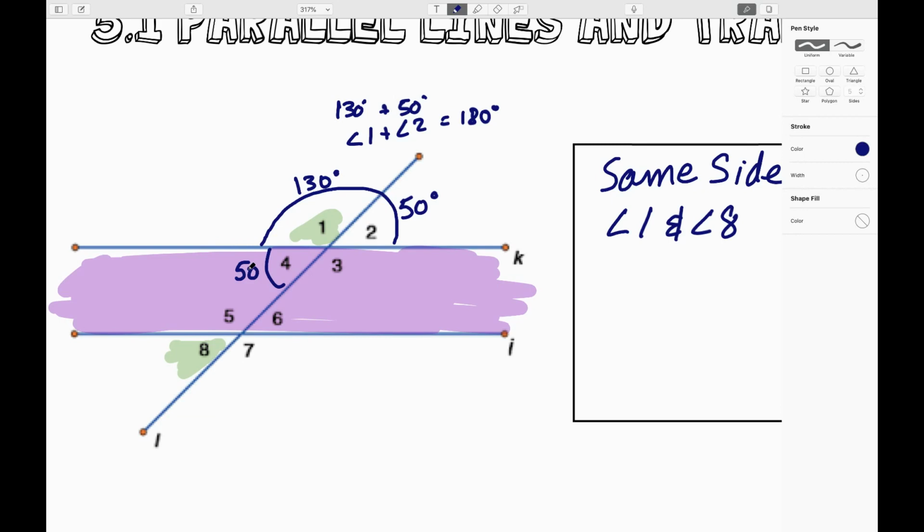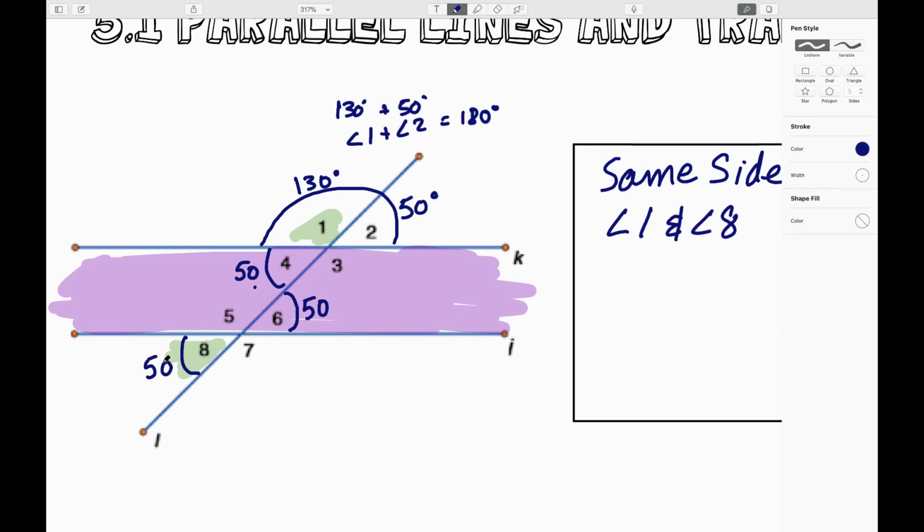Vertical angles. Well, 2 and 4 are vertical angles, so they're equal. Oh, look, 4 and 6, alternate interior angles. Oh, that's 50. Oh, look at this. 6 and 8 are vertical angles. That's going to be 50.